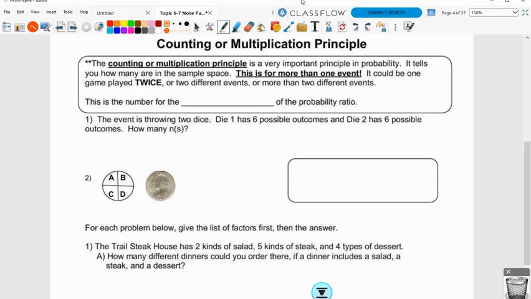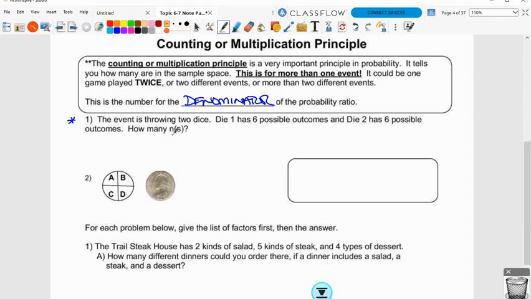All right. When you do the multiplication or the counting principle, the answer that you get is a number that is used as the denominator of the probability ratio because it will tell you how many possibilities there are. Okay, so for example, in number 1, the event is throwing 2 dice. Die 1 has 6 possible outcomes. Die number 2 also has 6 possible outcomes. How many items are in the sample space? That's what we're trying to figure out.